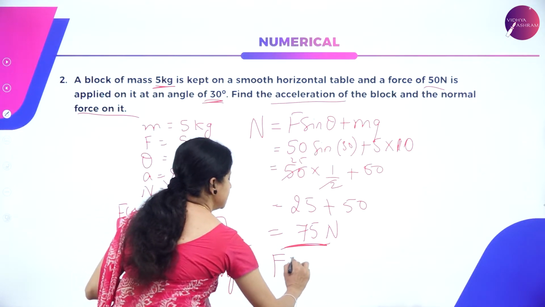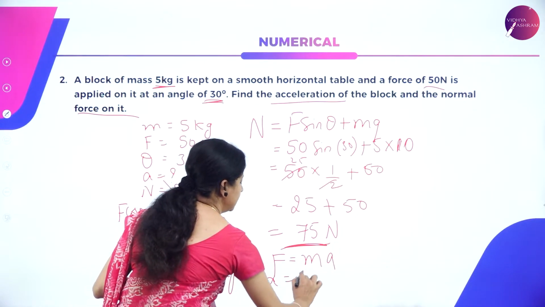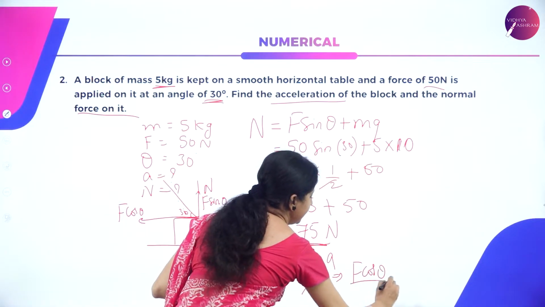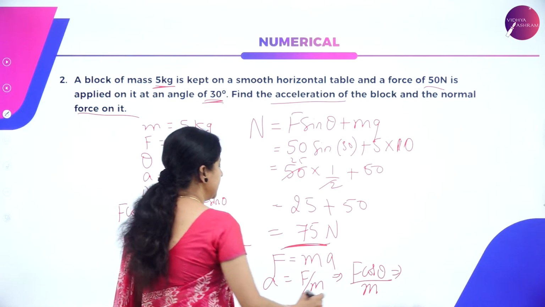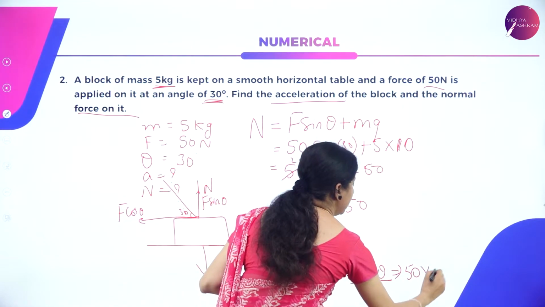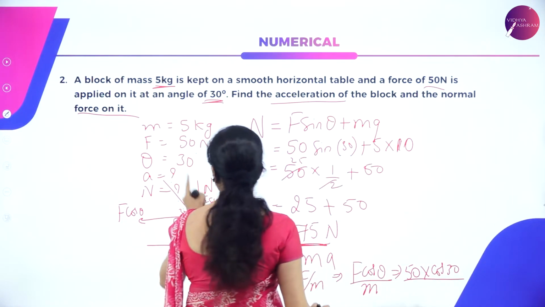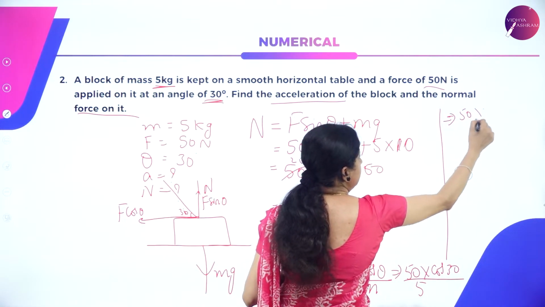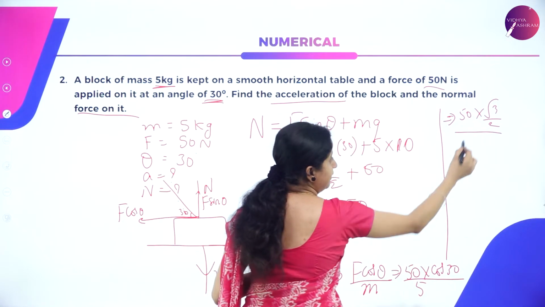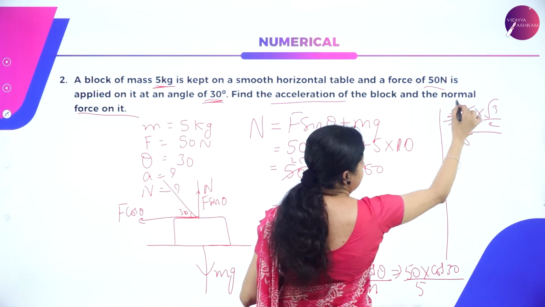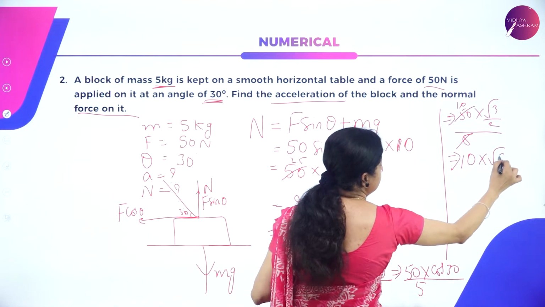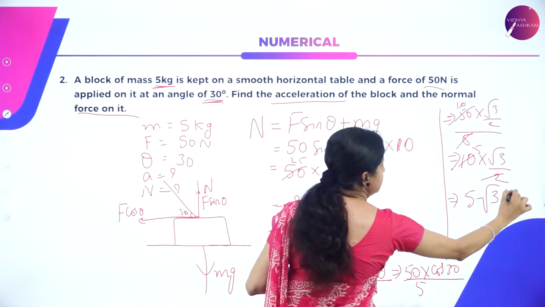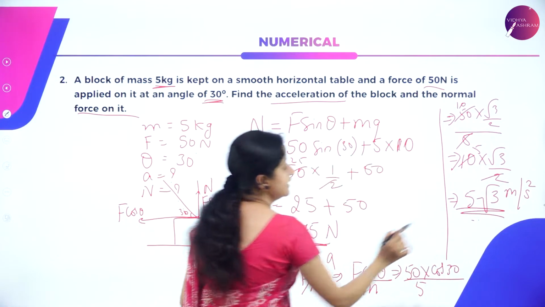From the expression F is equal to ma, we can write a is equal to F divided by m. So here the force component is F cos theta divided by m. What is F cos theta? It is 50 into cos 30 divided by the mass, which is 5 kg. What is cos 30? We can write it as 50 into root 3 divided by 2, divided by 5. Or we can write it as 5 tens are 10 into root 3 divided by 2, or 5 root 3 meter per second square. This is the acceleration value.